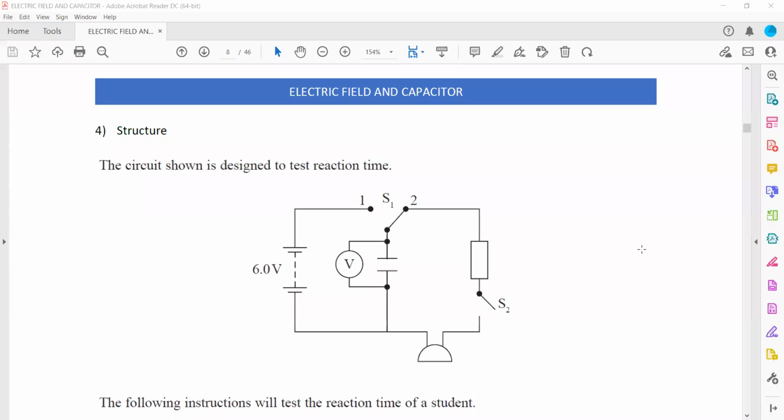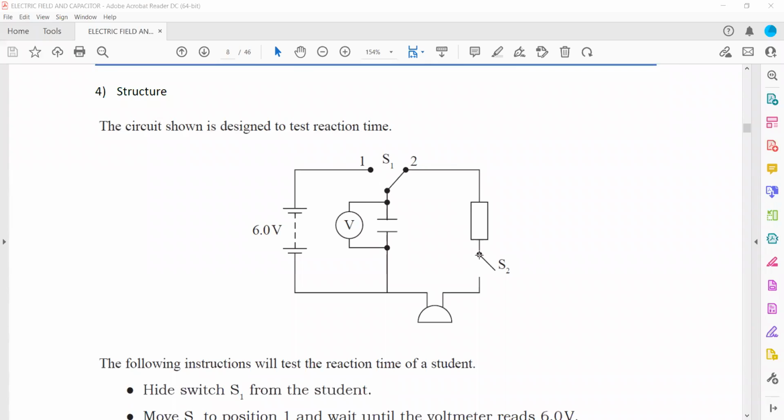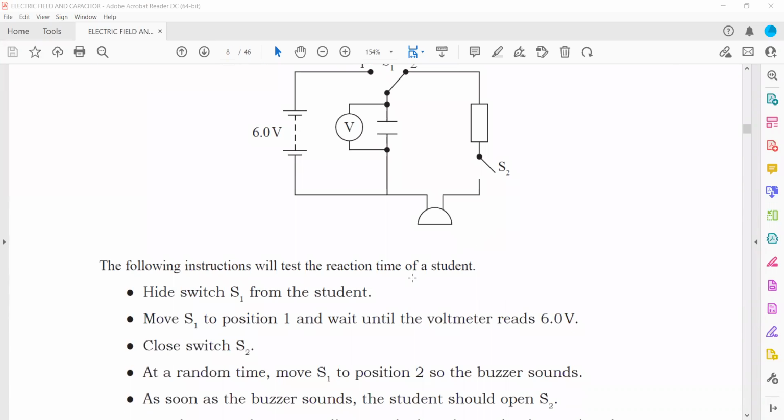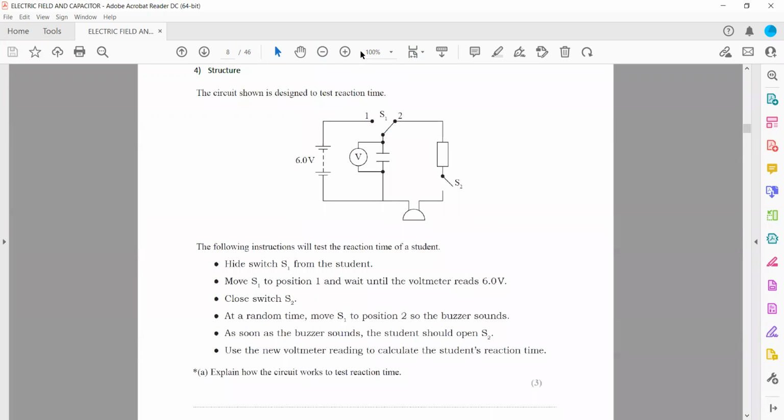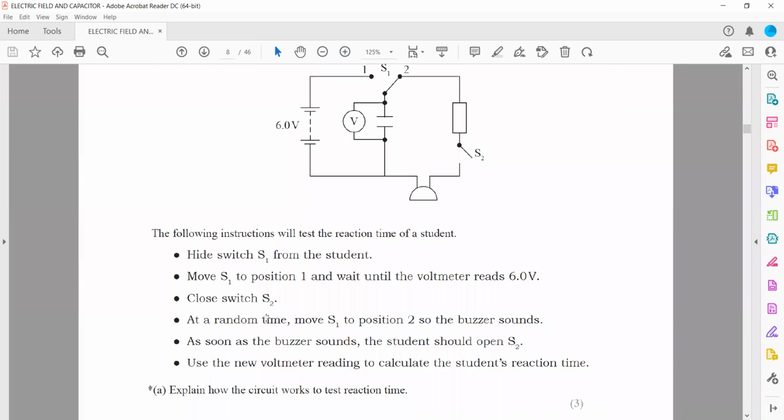So, assignment electric field and capacitor, question number 4. The circuit shown is designed to test reaction time. The following instructions will test the reaction time of a student. So this circuit can be used to test the reaction time of a student. How does it work?